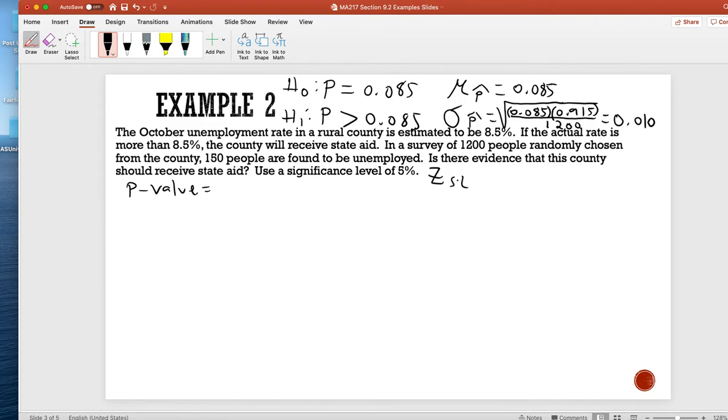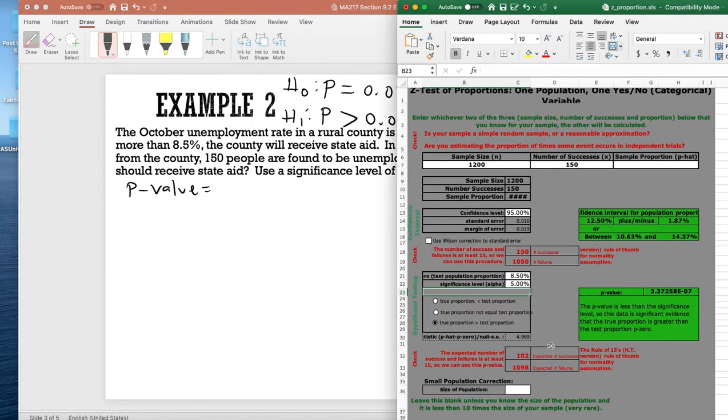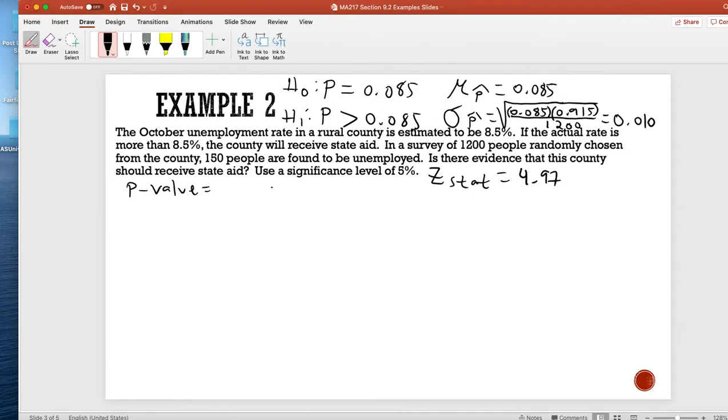So the z statistic will be 4.97. And as we can also see on here, we have a very low p-value of 3.37258 e negative 07. So because of that, we have ourselves a p-value of 0.000000, so a total of 6 zeros here, 337 about.